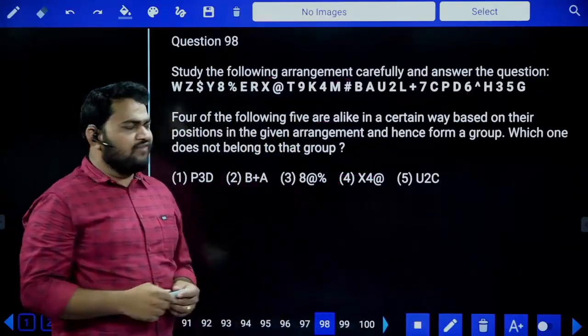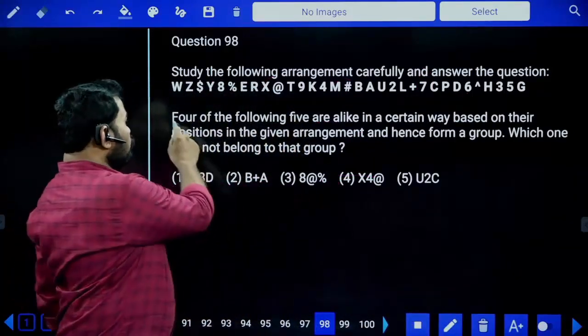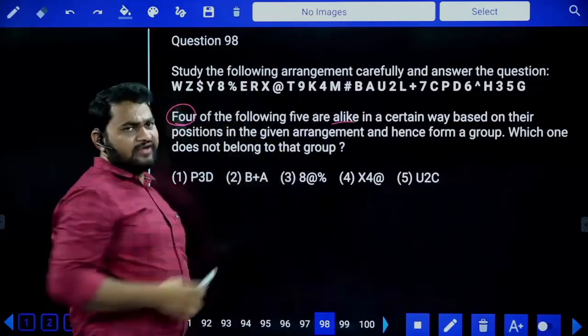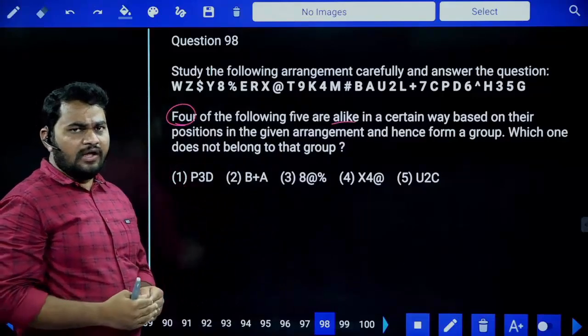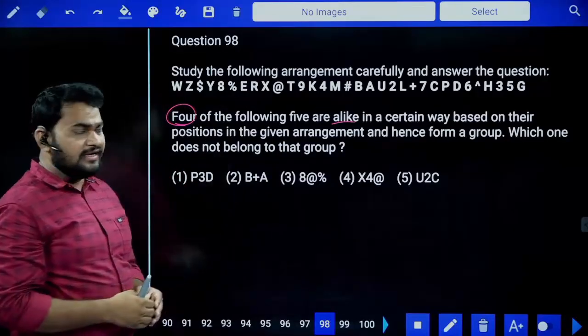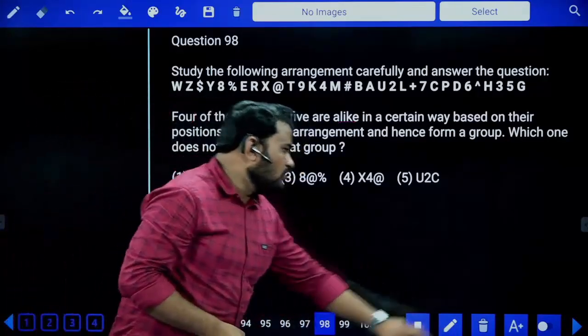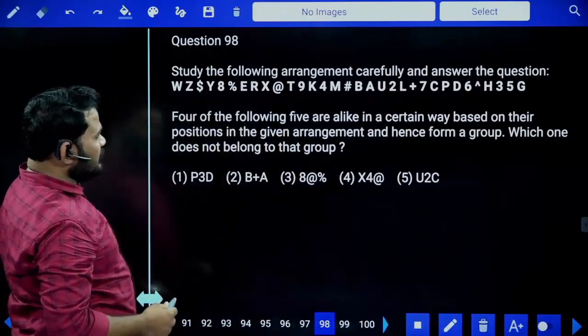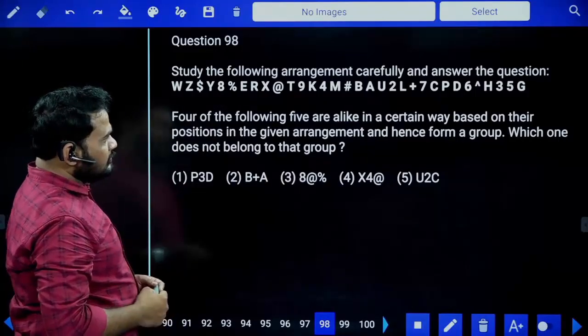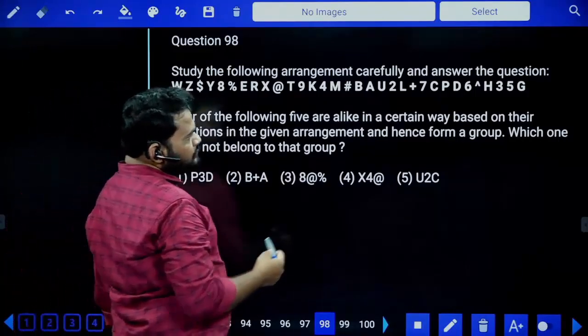4 of the following 5 are alike. So 4 are alike out of 5. Means 4 options will be the same with one logic. One option will be different from that logic, and we need to find out that one only. Means odd one out.